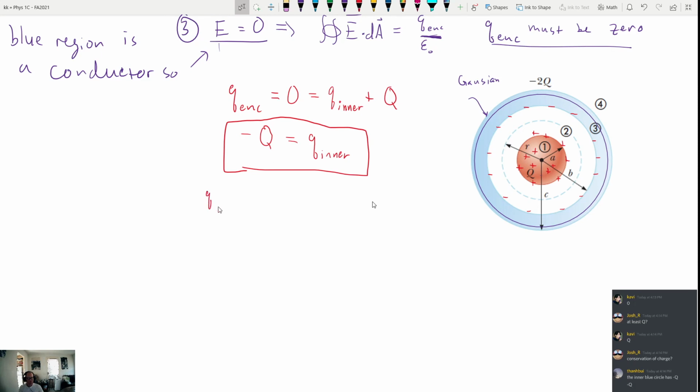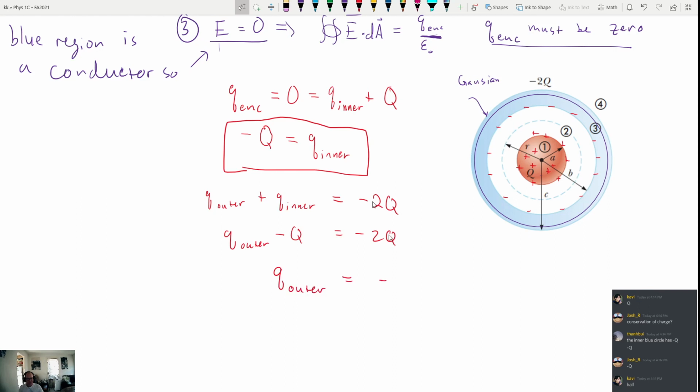We know the total, if I take Q outer plus Q inner, that this should be equal to negative 2Q, right? So if this one is already negative Q, then the charge on the outer portion of the shell also has to be, if I do negative 2Q plus Q, right, we get negative Q again. So now we know that there's a negative charge distributed on the outside.